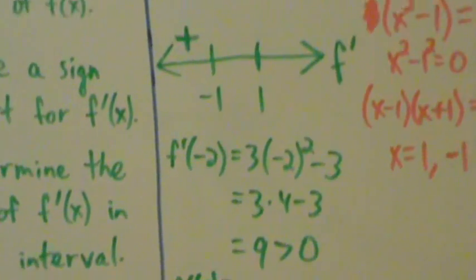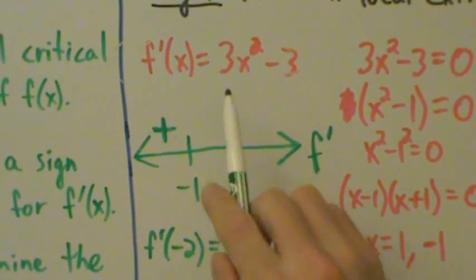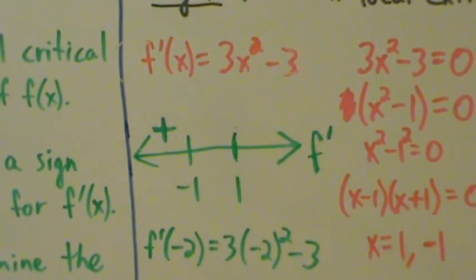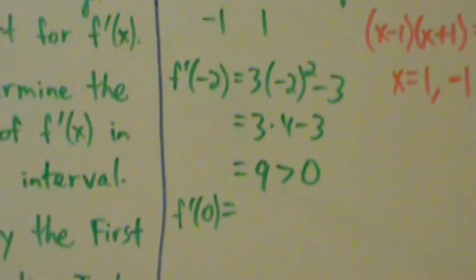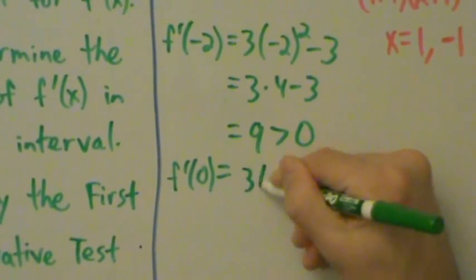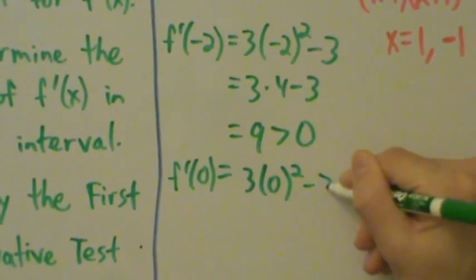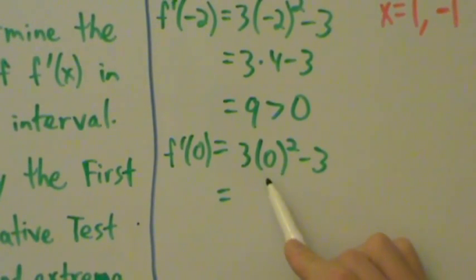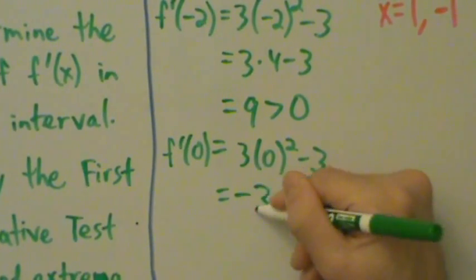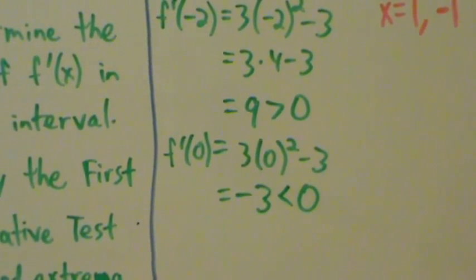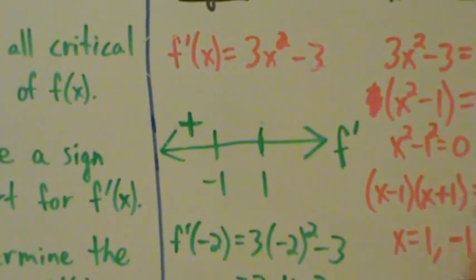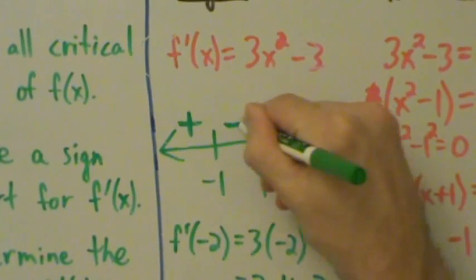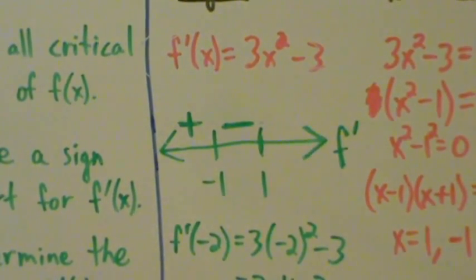equals 3 times 0 squared minus 3. Okay, so I'll come back down here. 3 times 0 squared minus 3. Now, 0 squared is 0. 3 times 0 is 0. 0 minus 3 is negative 3, which is negative. So negative 3 is less than 0, so we go back up here and we say, okay, so the derivative has to be negative in this entire interval, right? For the same reason we just talked about for this interval.